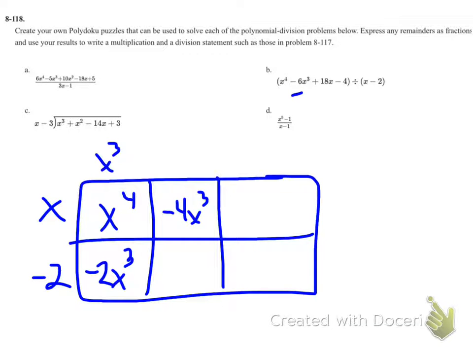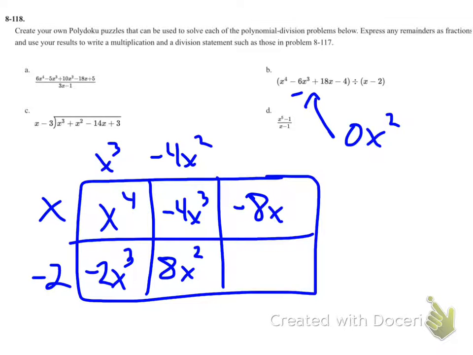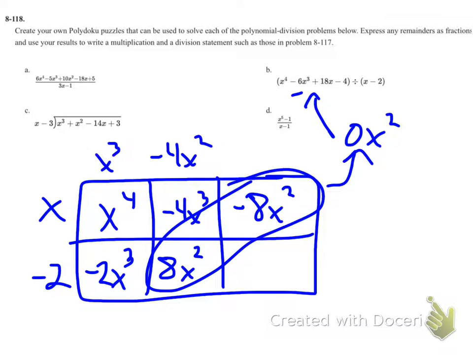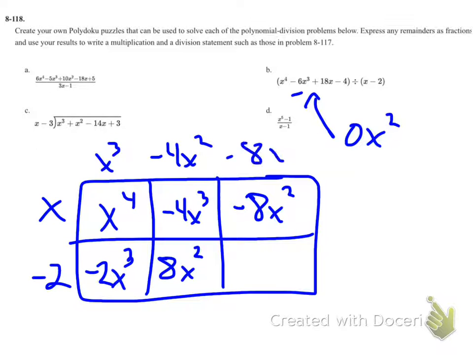So on the top then I have a negative 4x squared. Multiplying it through gives me a positive 8x squared. Now, I do not have an x squared term here. So that is a 0x squared. So if I have a 0x squared, that means this has to be a negative 8x squared. Because now those two will equal my 0x squareds. So that means up top I have a negative 8x. Multiplying it through the bottom gives me a positive 16x.